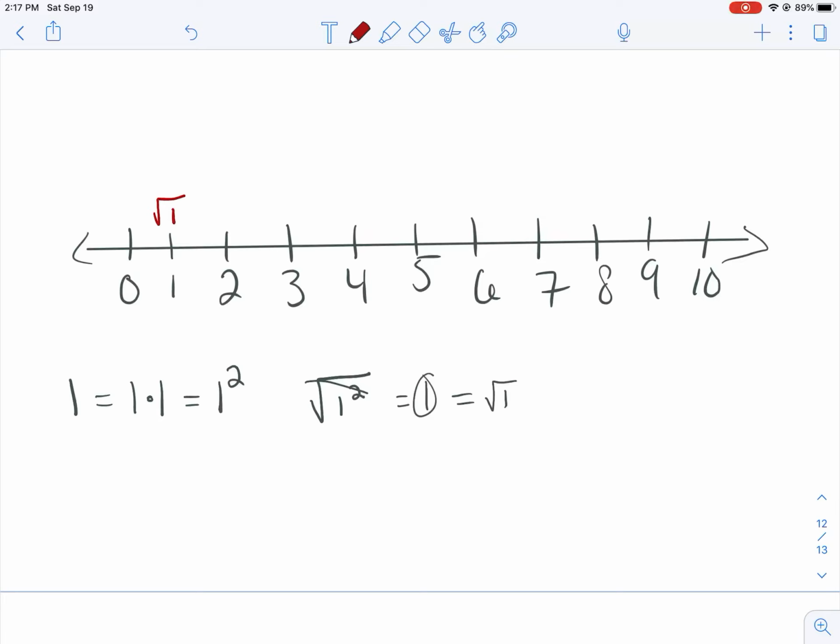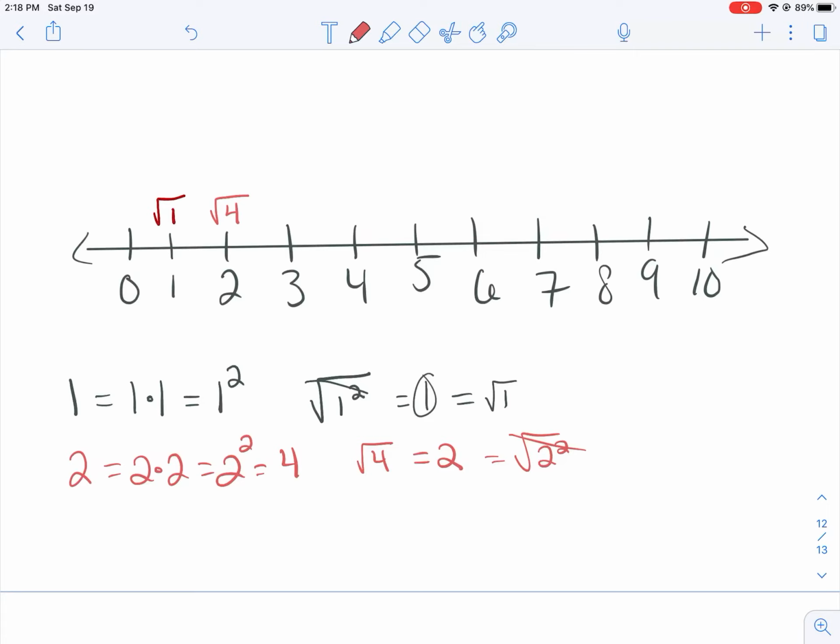Let's see if we can do that for 2. So 2 squared, or 2 times 2, should give us 4, right? Is the square root of 4 equal to 2? Yes, because the square root of 4 is the square root of 2 squared, and those pieces cancel each other out. So the equivalent form of the number 2 as a radical is the square root of 4.